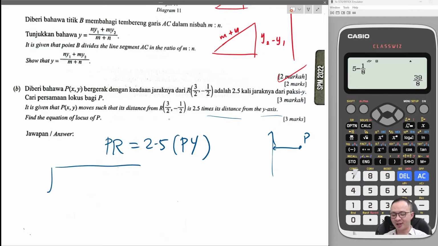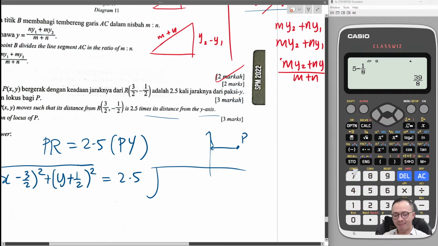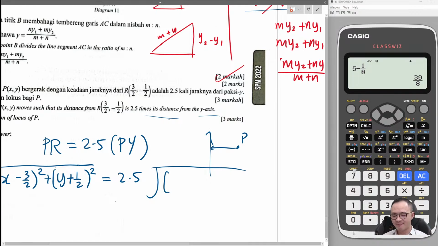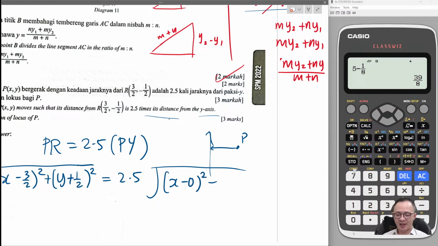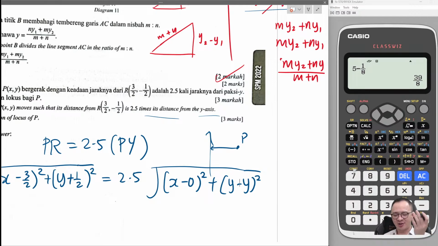So the distance for PR is actually quite easy. We have the coordinates, so (x minus 3 over 2). This is locus. Obviously we are doing locus right now, just in case some students are a bit blur. For locus we use the distance formula. So if they are on the y-axis, x must be 0, so x will minus 0 squared. And then the y will be the same as the y, right? Yeah, it should be something like this, and then we will just solve it accordingly.